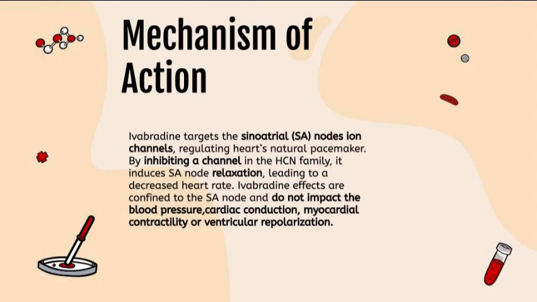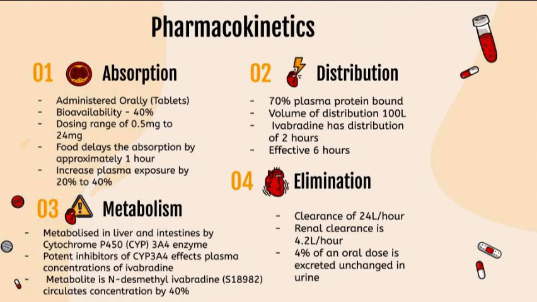Mechanism of action. Ivabradine is a medication that works by targeting an ion current in the sinoatrial (SA) node, which is responsible for regulating the heart's natural pacemaker. This medication inhibits a channel in the HCN family, leading to a phase of relaxation in the SA node. As a result, the heart rate decreases because the SA node fires at a slower pace. It's important to note that Ivabradine's effects are limited to the SA node and do not impact blood pressure, cardiac conduction, myocardial contractility, or ventricular repolarization.